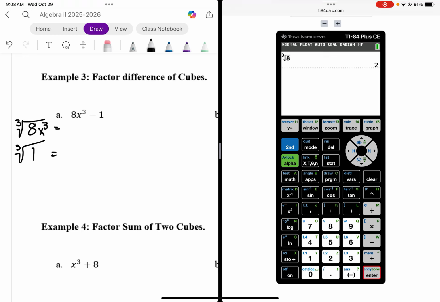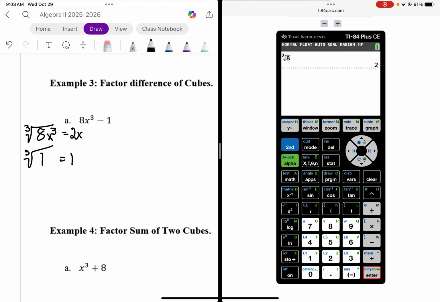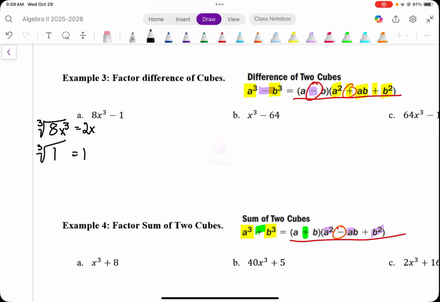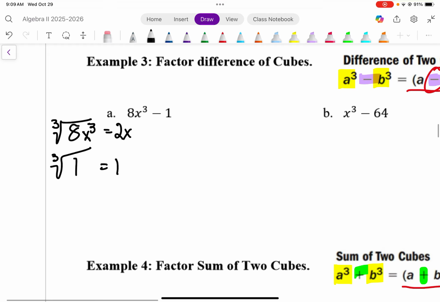And we can do the cubed root of 8. That equals 2. So the cubed root of 8x cubed would be 2x. And then the cubed root of 1 is just going to be 1. So if you need help from the calculator, you hit math and then number 4. And you can take the cubed root of any number. Okay, so then back to this.